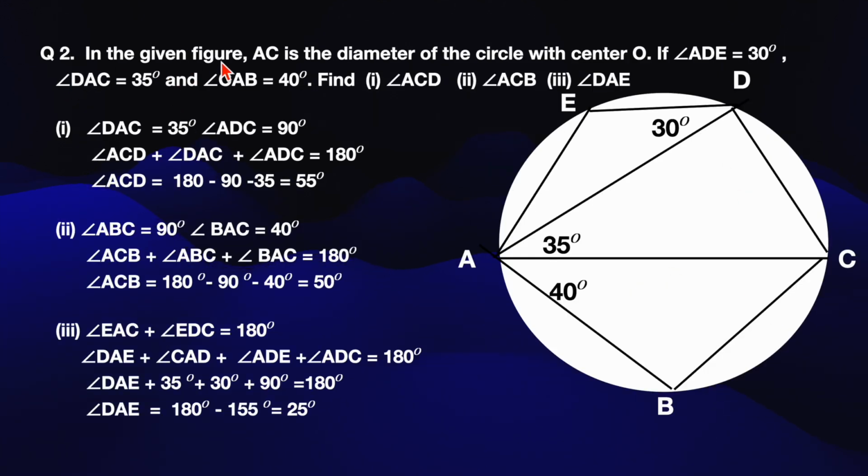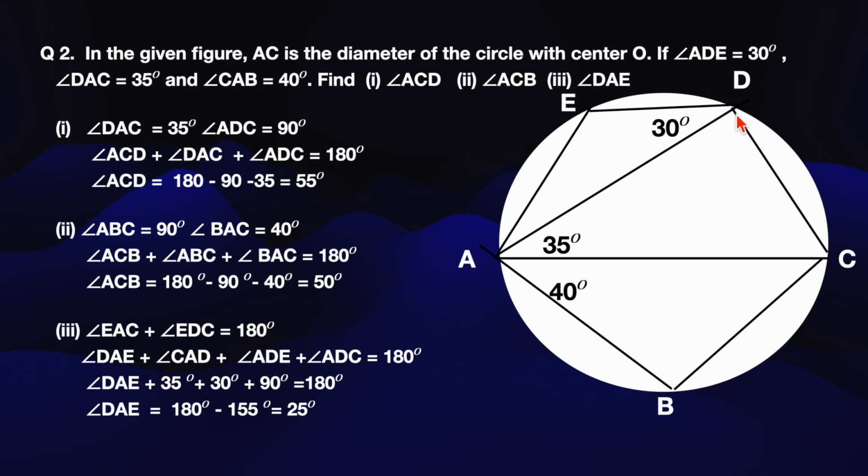Second sum. In the given figure, AC is the diameter of the circle with center O. If ADE is 30, so here they have given us this angle as 30, this angle DAC as 35, CAB as 40. They are asking us to find these three angles. Let's take the first one, ACD. This angle we have to find.